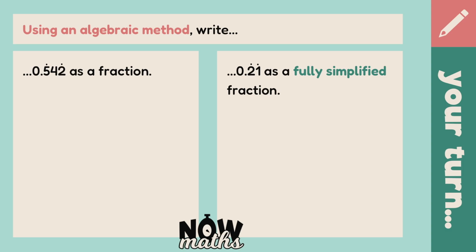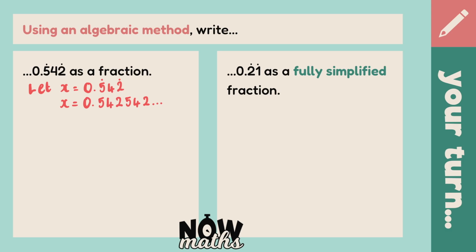So for our first question, we are writing 0.542 recurring as a fraction. So our first step is to let x equal 0.542 recurring. And you may have chosen to write this as 0.542, 542, and so on.